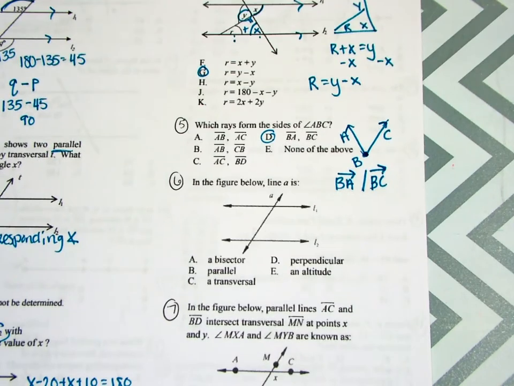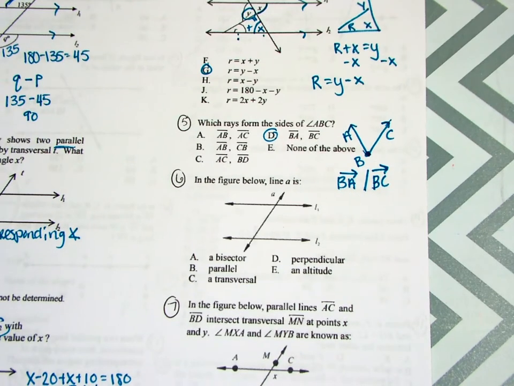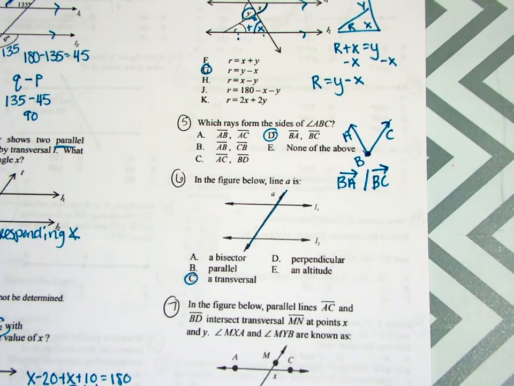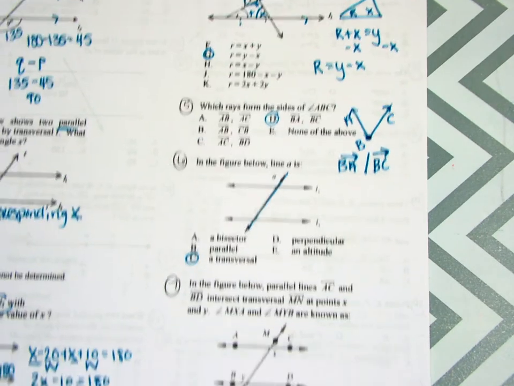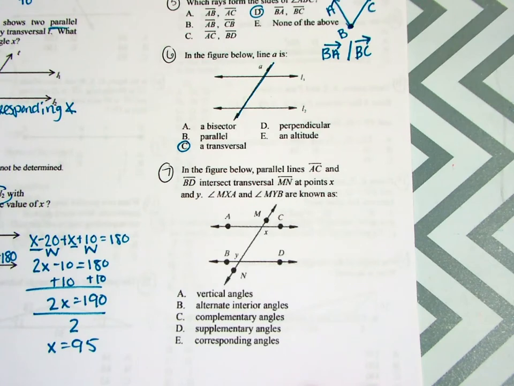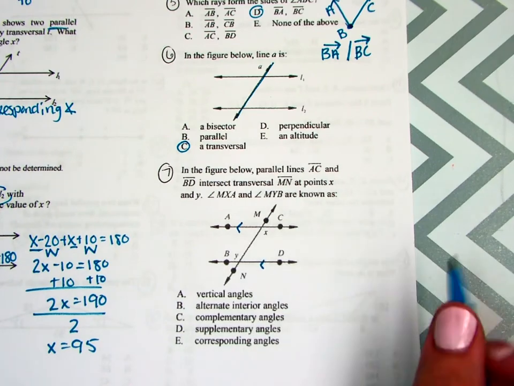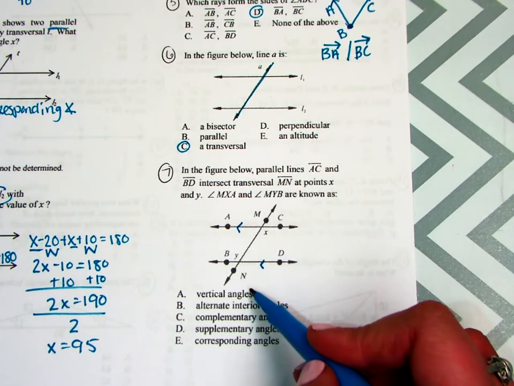Next, in the figure below, what does that line represent? Line A is called a transversal, so that is just a vocabulary term. Number 7, in the figure below, we've got parallel lines AC and BD, so these are the parallels. They intersect MN, which is the transversal.